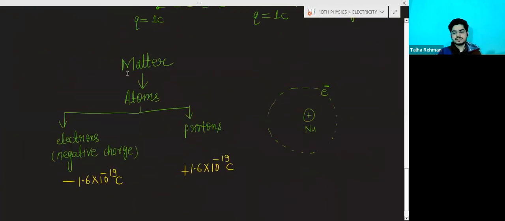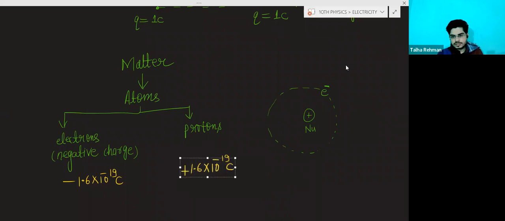In matter, atoms are there, and a nucleus is there. This is the nucleus, this is the atom. At the center there is the nucleus, and around it the electrons are revolving. So in an atom, protons and electrons are there. There are neutrons also, but they are neutral. The electron has the negative charge, and in the nucleus there are neutrons and protons. Neutrons have no charge, but protons have the positive charge. So today we will discuss the conductors and the insulators.